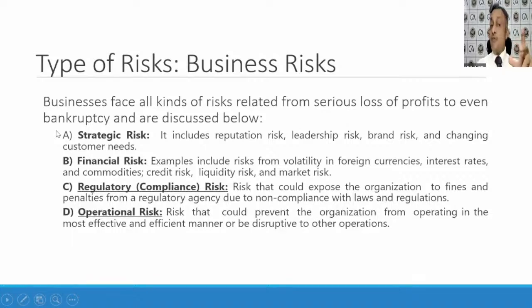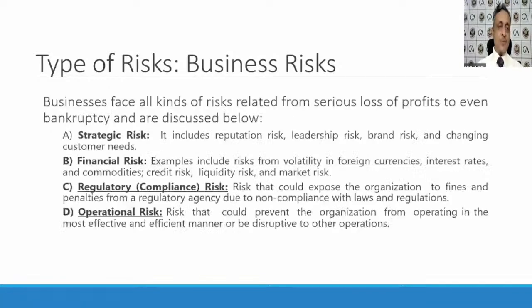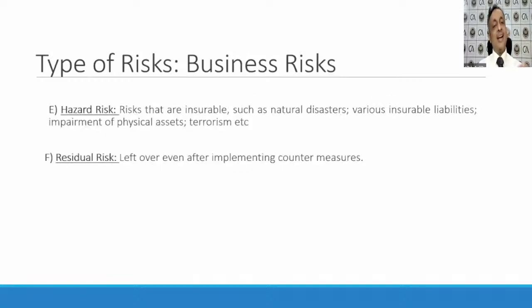So this is a type of business risk: hazard risk and residual risk. So six business risks: strategic, financial, regulatory, operational, hazard, and residual risk. Hazard risks are insurable, such as natural disasters, various insurable liabilities, impairment. So this becomes risk due to hazard, natural disasters. Residual risk is what remains.